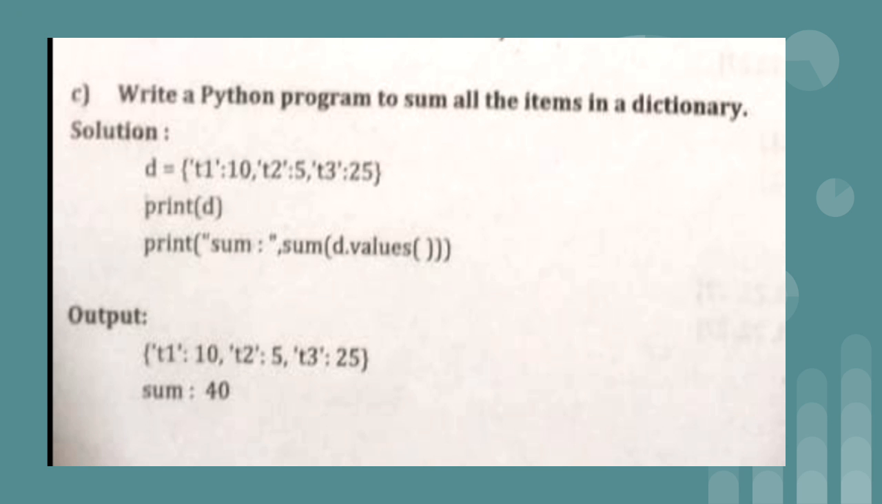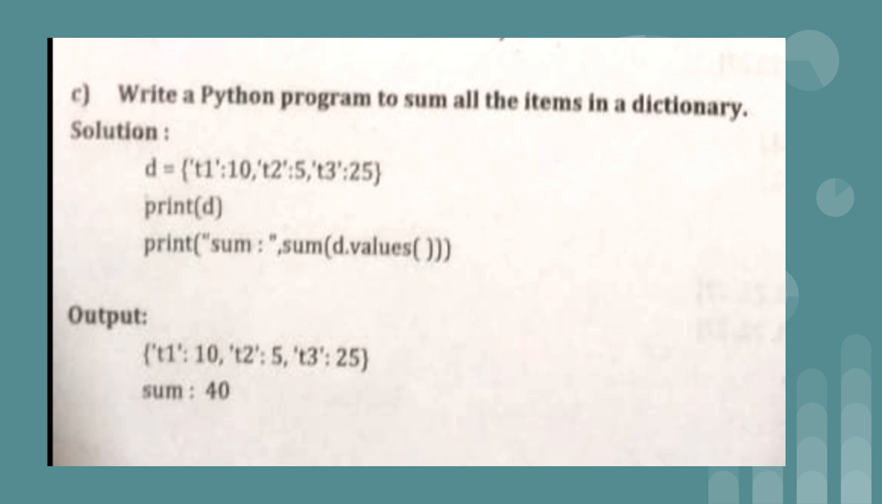Then the last question of practical number 5, that is, write a Python program to sum all the items in a dictionary. All the items means, just see the program. We have initialized the dictionary as t equal to, within curly brackets, t1:10, t2:5, t3:25. It's very clear that we cannot add the keys, meaning t1, t2, t3 addition is not possible because they are string literals. So definitely what we want to add are the respective key values, that is 10 plus 5 plus 25.